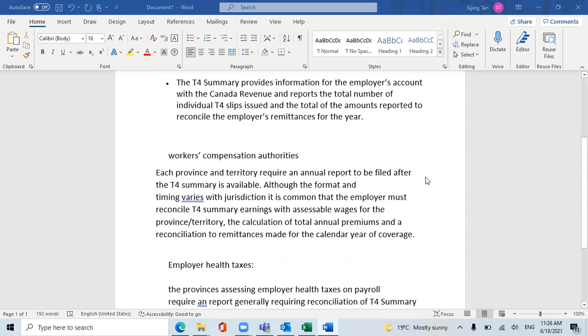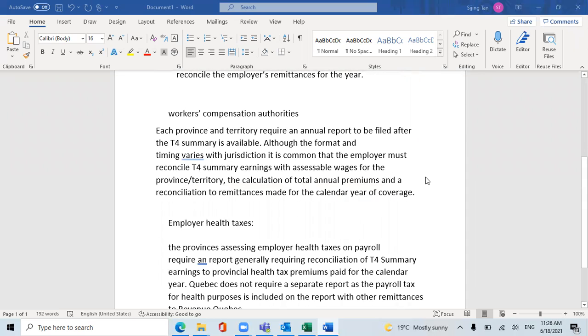Now we move on to the workers' compensation authorities. We had a question regarding what is required to be filed by the provincial workers' compensation authorities. Each province and territory requires an annual report to be filed after the T4 summary is available. Although the format and timing vary with jurisdiction, it is common that the employer must reconcile T4 summary earnings with assessable wages for the province, and calculate the total annual premium and reconcile it to the remittances made for the calendar year of coverage. We have to do the workers' compensation calculation.